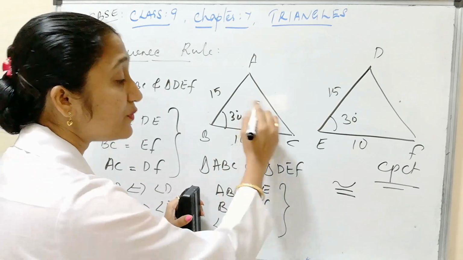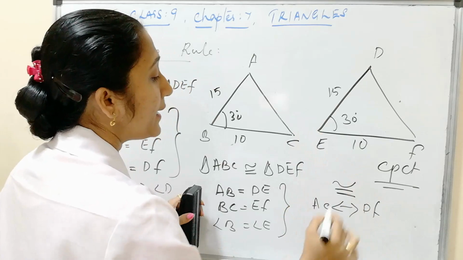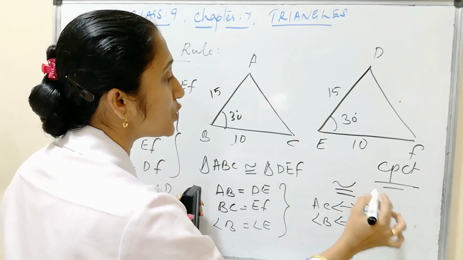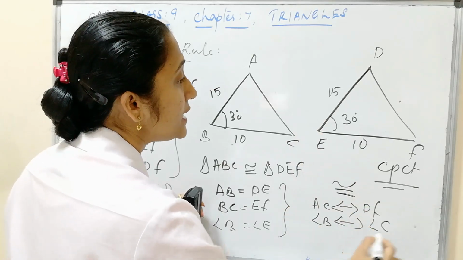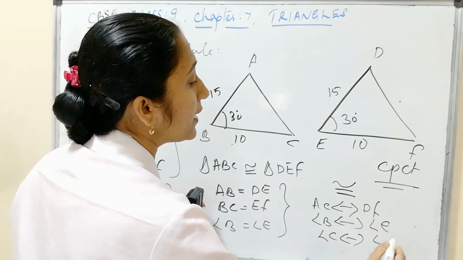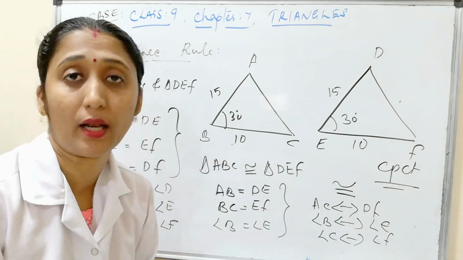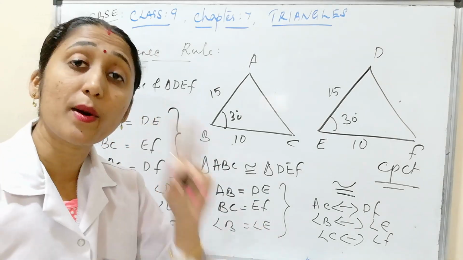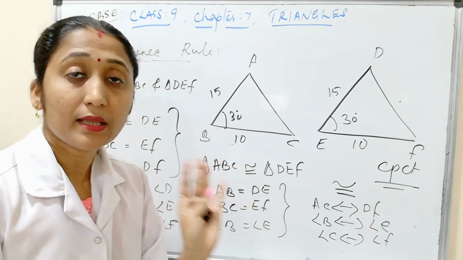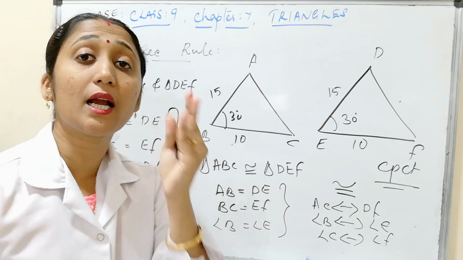In this case, AC corresponds to DF, and also angle B corresponds to angle E, and angle C corresponds to angle F. These are the corresponding parts, and they are also equal. The remaining corresponding parts are also equal. That is the congruence rule. So in the case of a triangle, any three conditions must be satisfied.